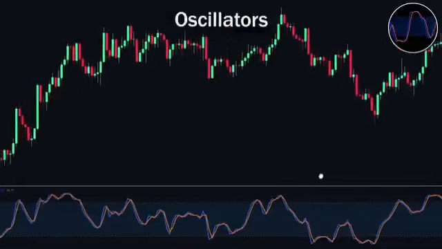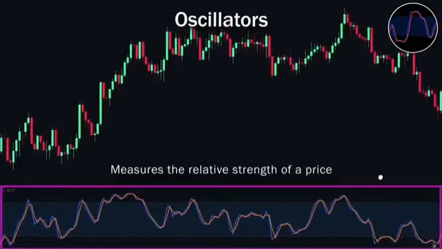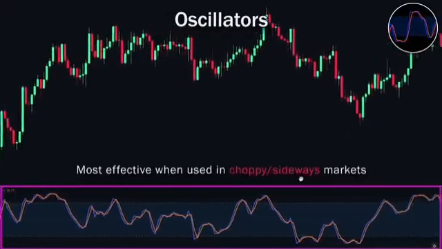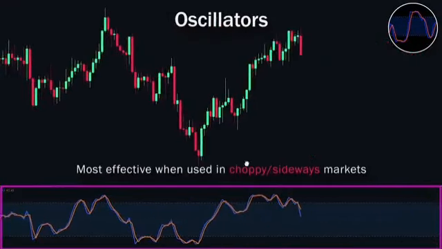Oscillators. These are the types of indicator that display the relative strength of a price. It is most effective when used on choppy or sideways markets.